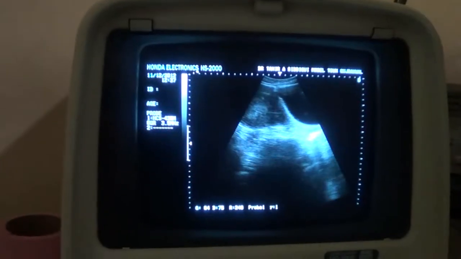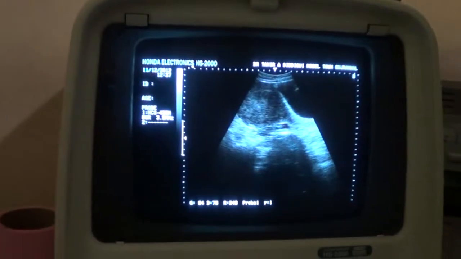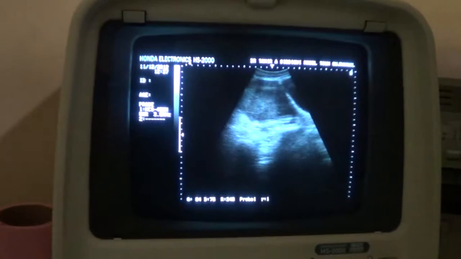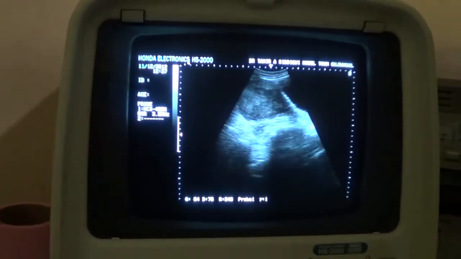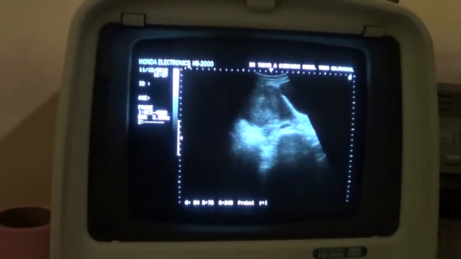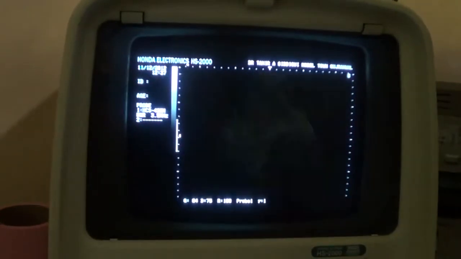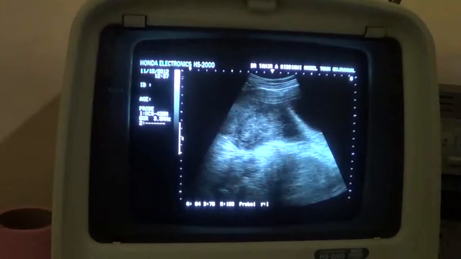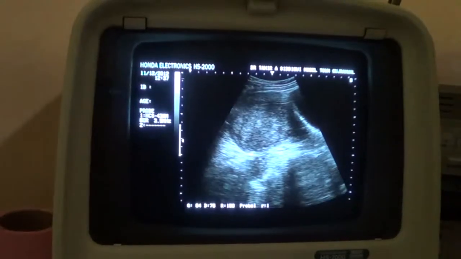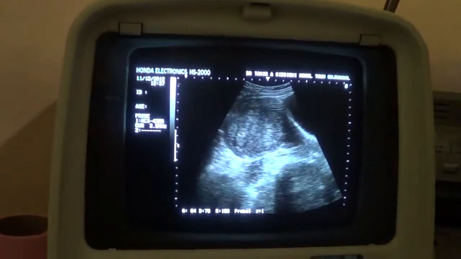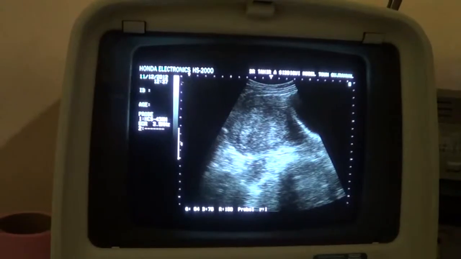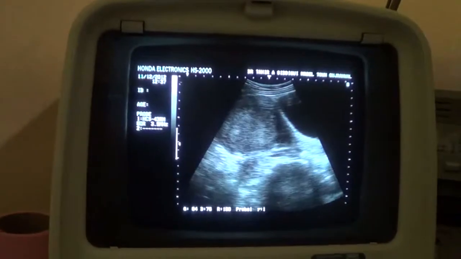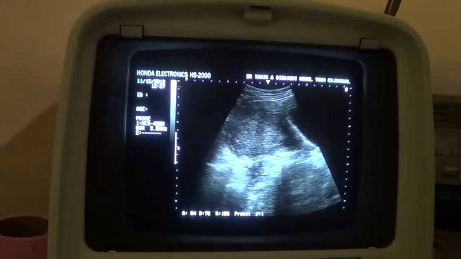This is a pelvic ultrasound of a 22 years old married female referred for the complaint of primary infertility, and we can see that there is an inhomogeneous mass seen relating to the posterior wall of the myometrium.